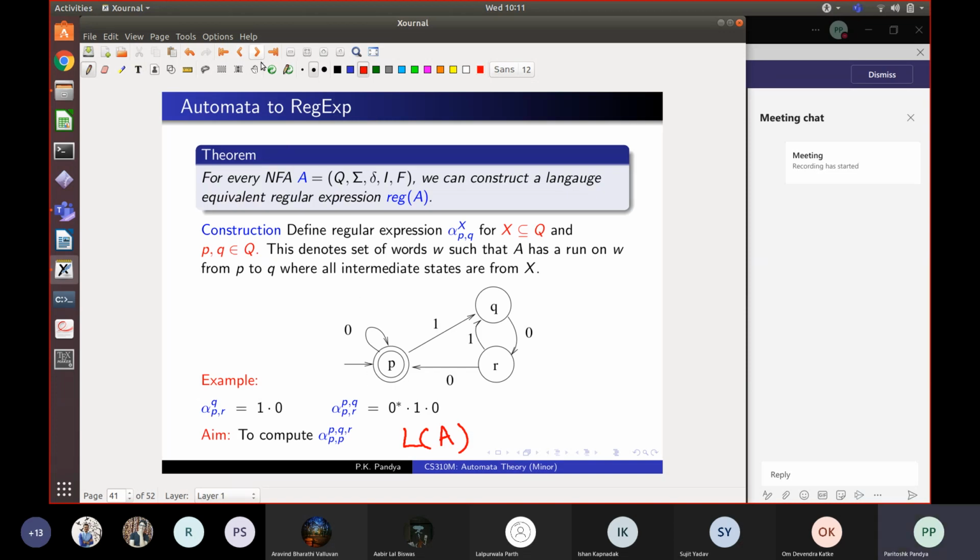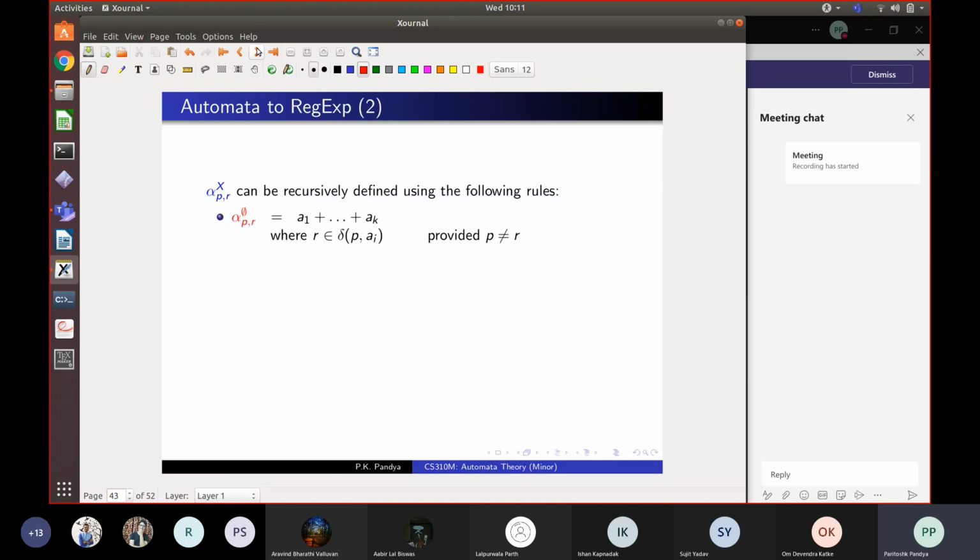Okay. So now how do we calculate this alpha? That is the question, right? And that was the question that was asked by somebody. How do we calculate alpha for any arbitrary P, arbitrary R, and an arbitrary X? How can we calculate it? We can calculate it recursively, and we calculate it like this.